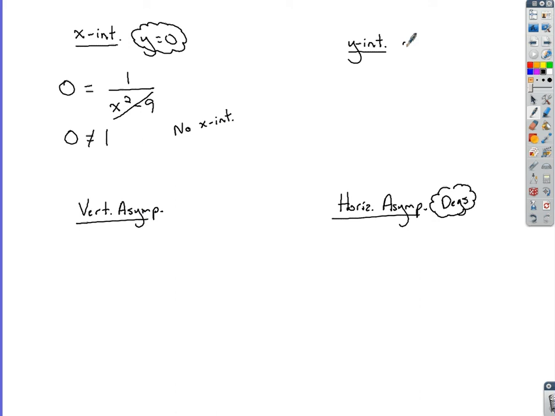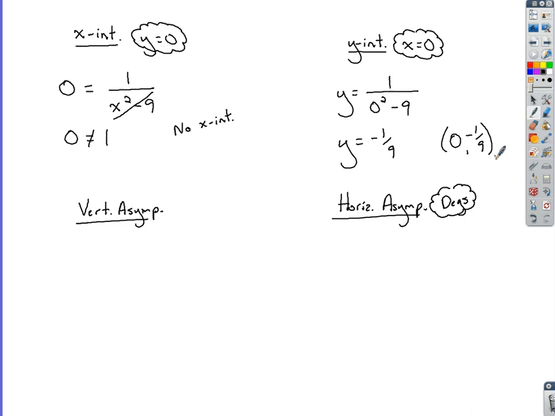For the y-intercept, we replace all the x's with 0. So original function, y equals 1 over 0 squared minus 9. If you solve for y, that gives you your y-intercept. Y is going to equal -1/9. So our y-intercept point is (0, -1/9), which actually was a specific point produced from one of our charts. Okay, that's a coincidence. And unfortunately, it doesn't really give us a new point.